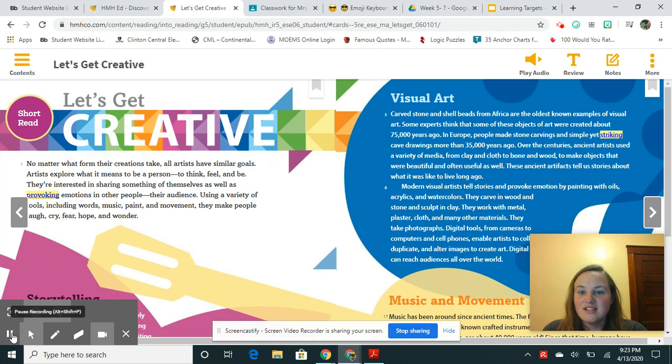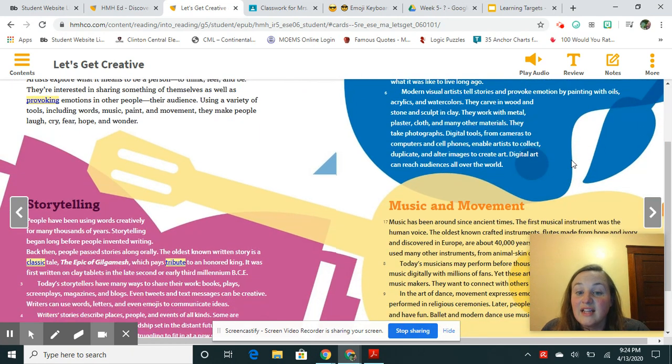Modern visual artists tell stories and provoke emotions by painting with oils, acrylics, and watercolors. They carve in wood and stone and sculpt in clay. They work with metal, plaster, cloth, and many other materials. They take photographs. Digital tools from cameras to computers and cell phones enable artists to collect, duplicate, and alter images to create art. Digital art can reach audiences all over the world.